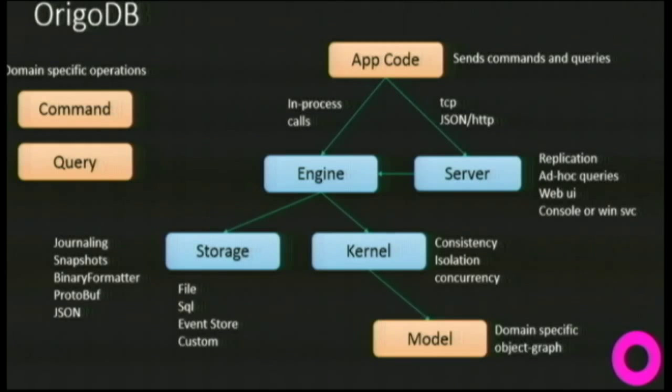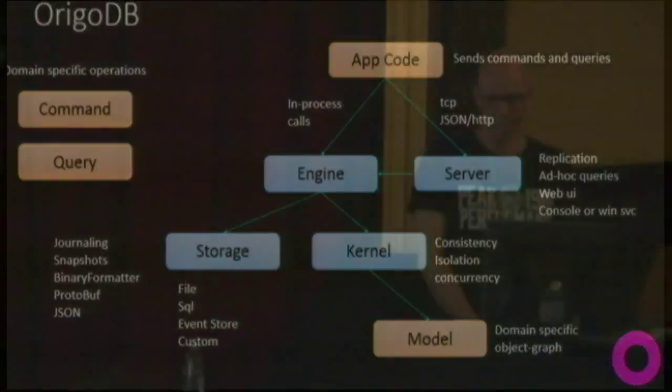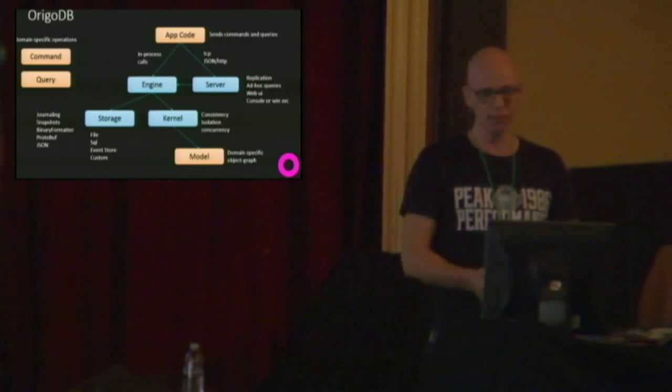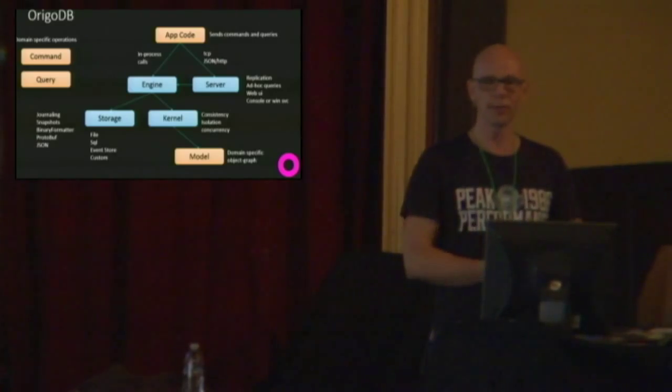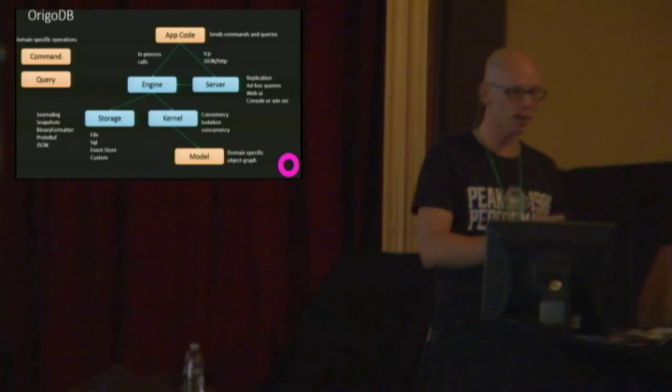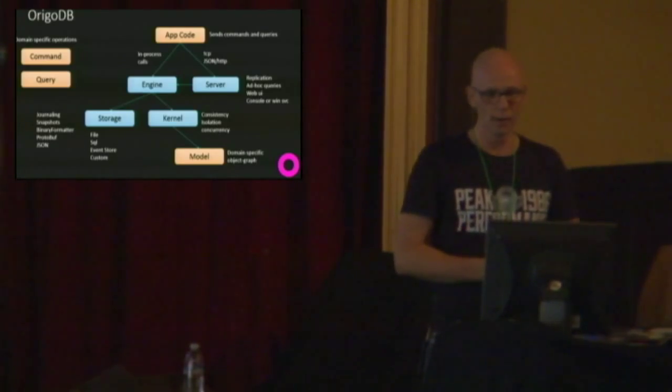All right, engine, storage, kernel, model. Yeah. So what you do is you define your model and you define your entities and types. And you can do anything you like. You just use .NET types and collections. And you define your operations as commands and queries. So you derive from command, derive from query. And you interact with the engine by just passing commands and queries.